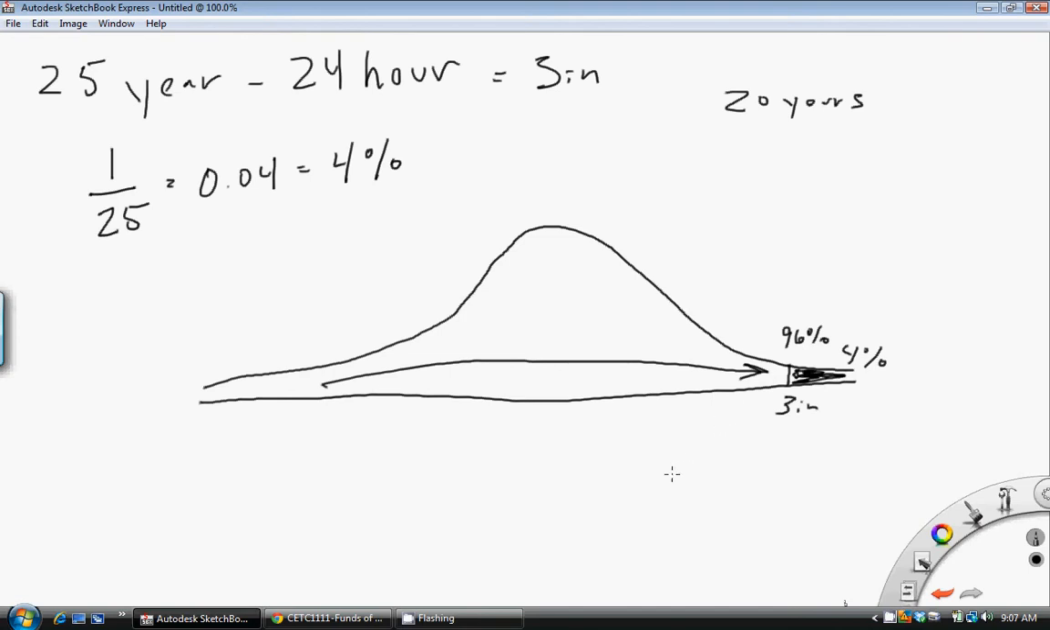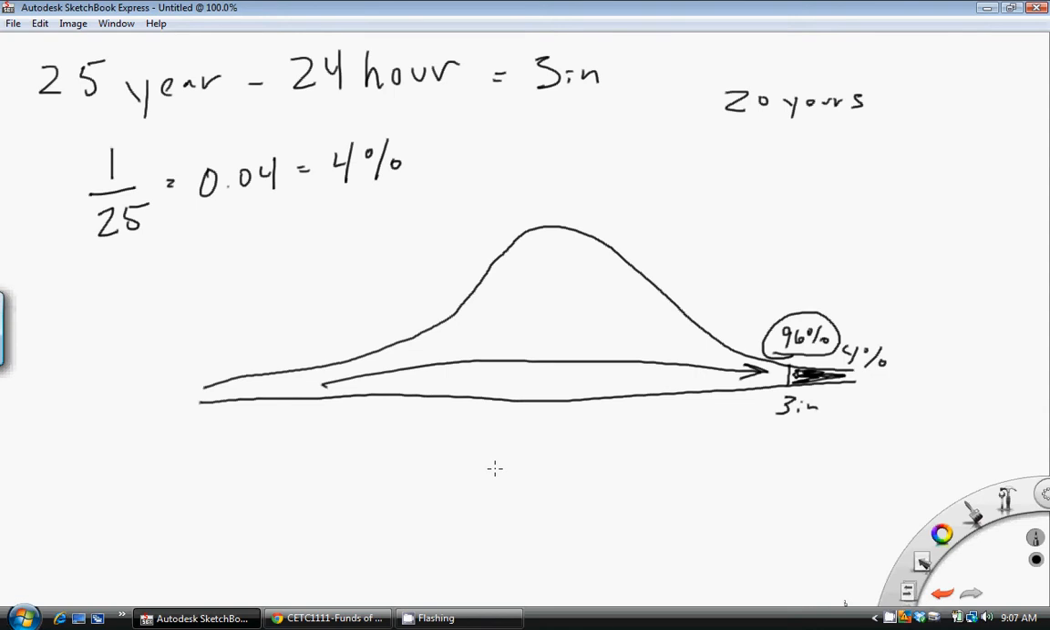So 1 in 25. The most common that we really look at a lot of times for our storm devices is going to be a 25-year storm. So we're going to size storm pipe for a 25-year storm event, which means our storm pipe is going to be able to handle 96% of the rain that's going to occur that year. So we should be in good shape.